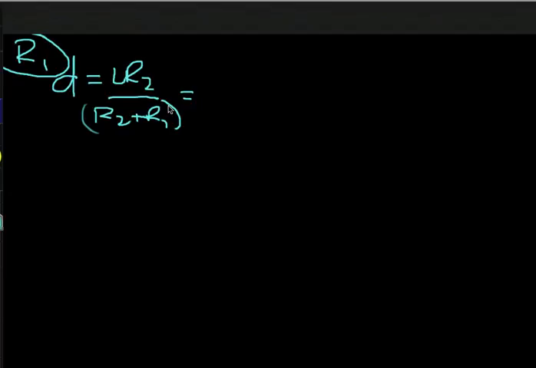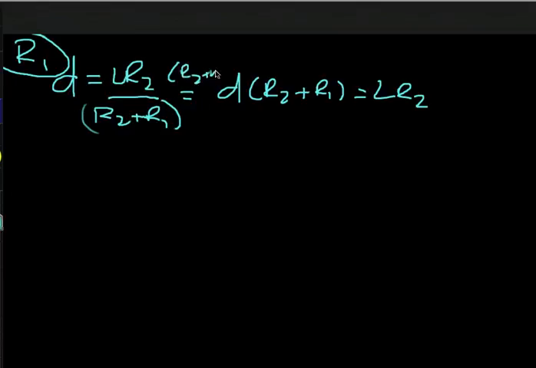There. Okay. How that's going to work is I say D times (R2 plus R1) equals, and then if I multiply this side by R2 plus R1, I'm just left with the LR2. See how that works? Because if I have this R2 plus R1 over here, they cancel each other out, right? Okay, so that's what it looks like from there.